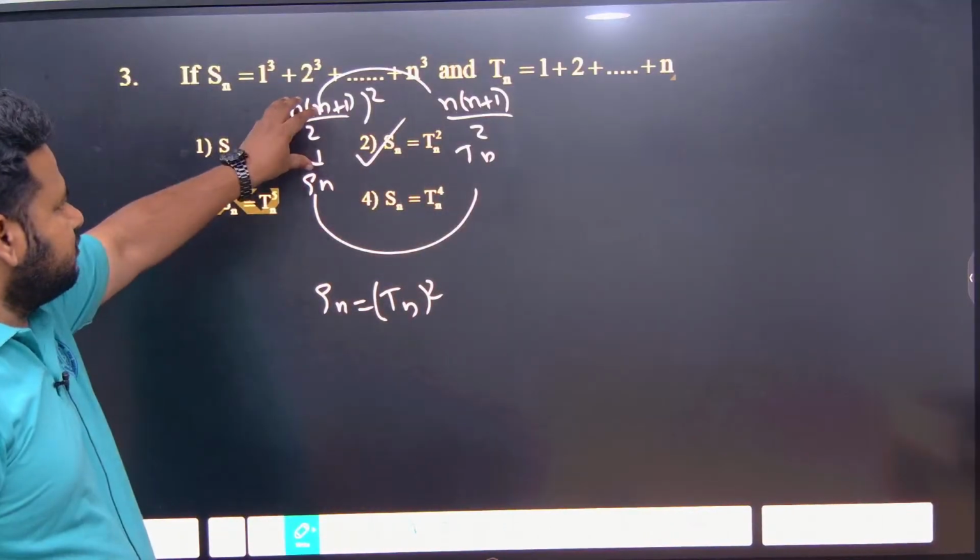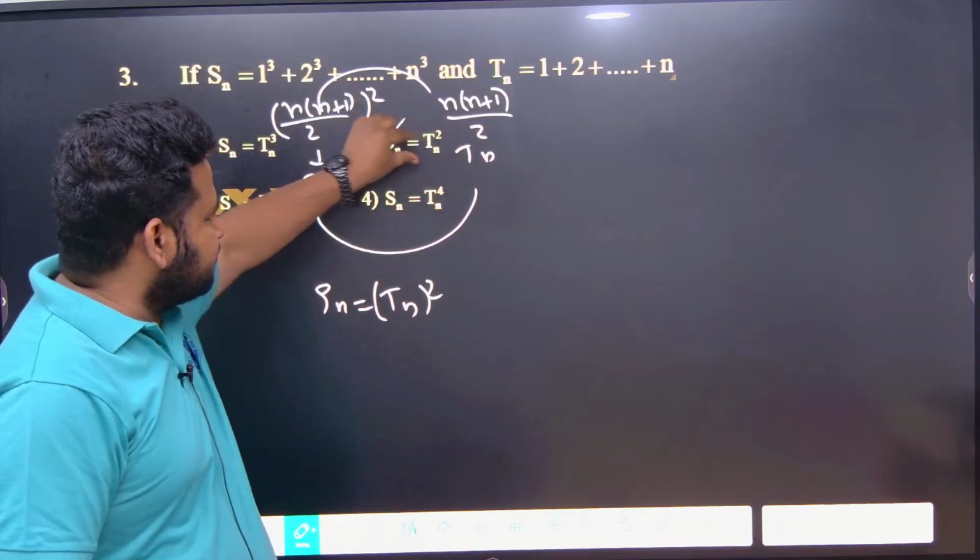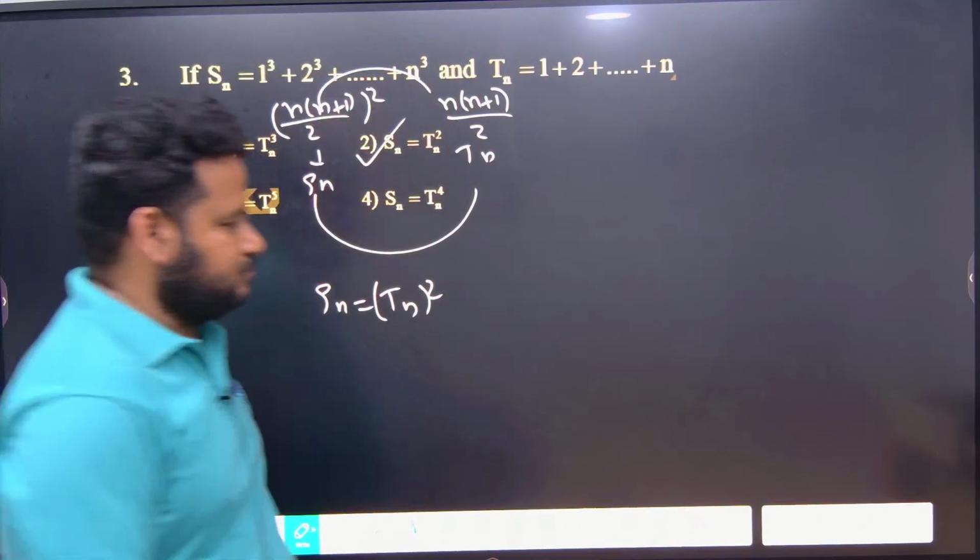See here, this is square, this one you have to square it. This Tn, if you square it, you will get Sn. So, Tn if you are squaring, you are getting Sn, that is only in second option. Very simple question. They have asked in which year?